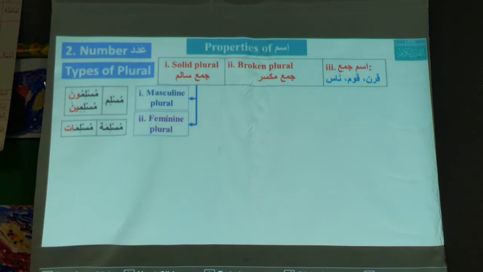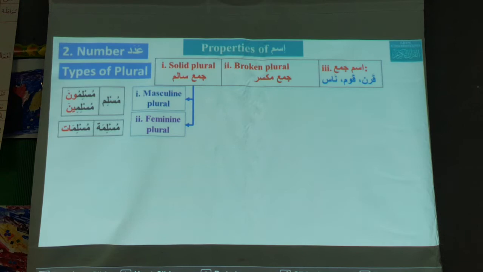When al is added in the beginning to a word, it is always a noun, not a verb. It is always a noun. And what is the second? The noun can have a tanween at the end. It could have a double fatha, double kasra, double damma at the end. Similarly, if a word has a ta marbuta or round ta, then it is always a noun, not a verb.